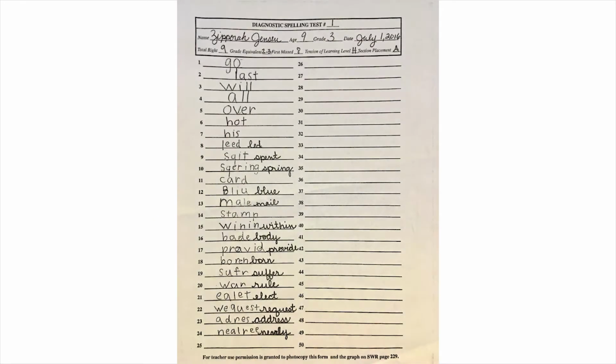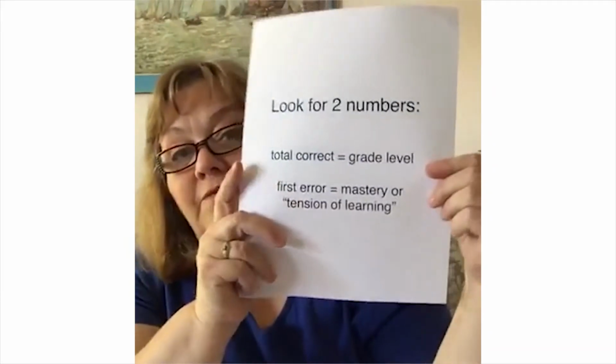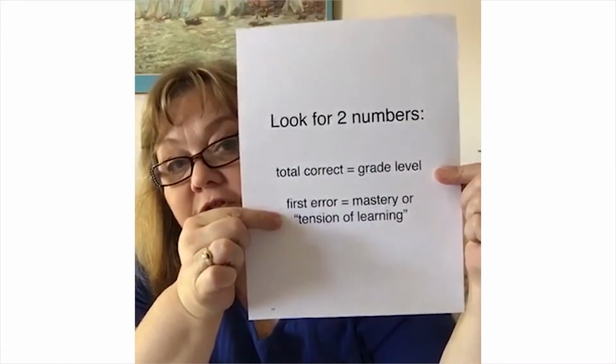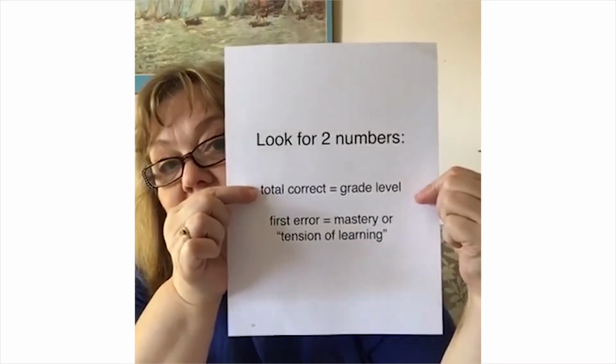Her first mistake was at word number 8. She got 7 words right, then 3 mistakes, then a word right, 2 mistakes, another word right, and then the rest were errors. That's really helpful information. So what were the 2 pieces of information I want to look for? I want to look for total correct, and I want to look for her first error. Total correct is going to give me grade level.